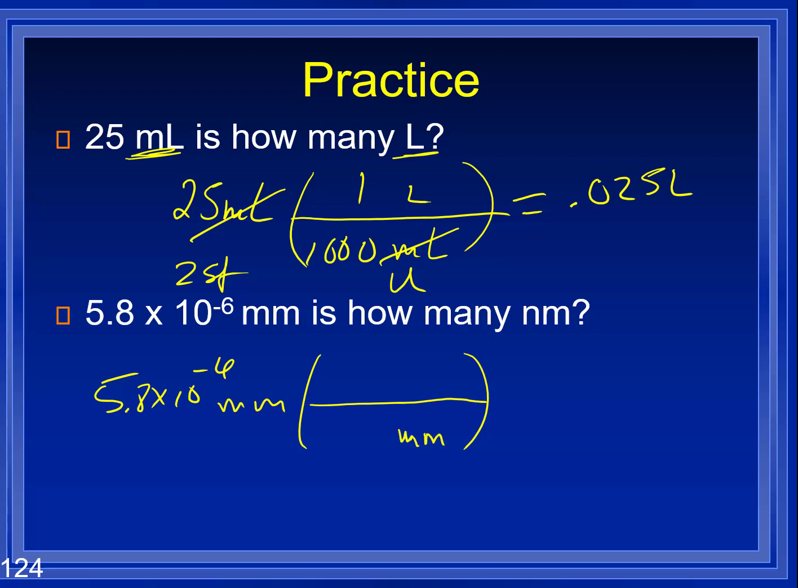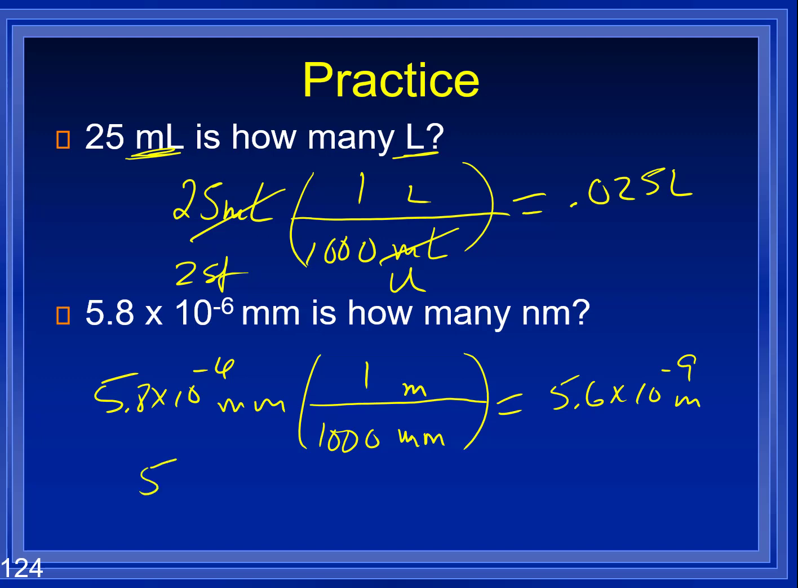What can I change millimeters into? Can I change millimeters into nanometers? Do you know how many nanometers are in a millimeter off the top of your head? Okay. Don't try to go from prefix to prefix. Go from prefix to base unit. That one you know. I know that one, right? Which is bigger, a meter or a millimeter? Meter. So the meter gets the 1, the millimeter gets the 1,000. Okay, so that gives me 5.6 times 10 to the negative 9th meters.